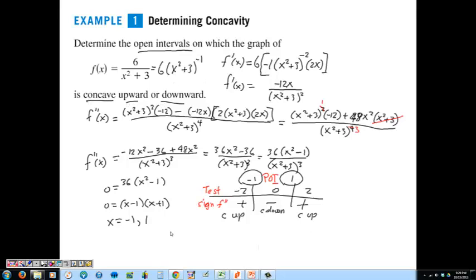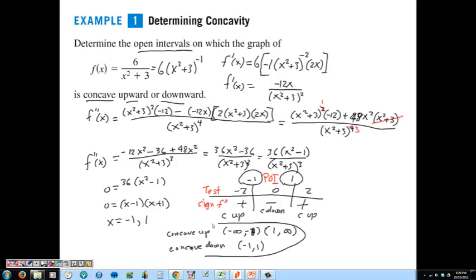Okay, so concave up, I have from negative infinity to negative 1, and also, oh sorry, I was looking at that, so my points of inflection, from 1 to infinity, and then concave down, I have from negative 1 to positive 1. So that's how we use the second derivative to find the concavity.